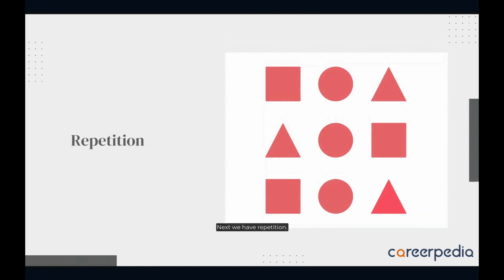Next, we have repetition. We repeat things to maintain uniformity. You can see that the colors and the shapes and the space in between them all are repeated.